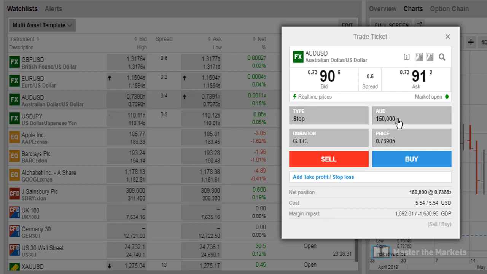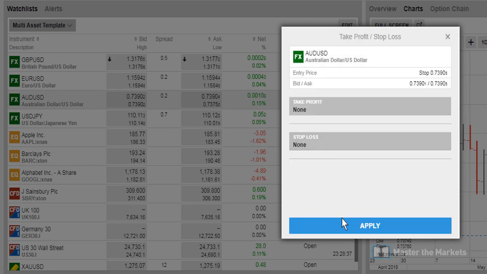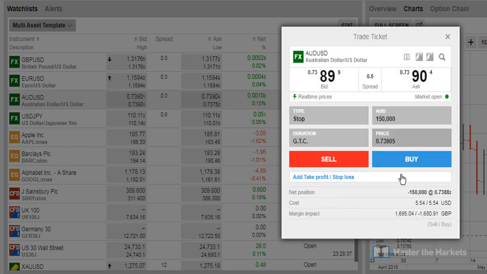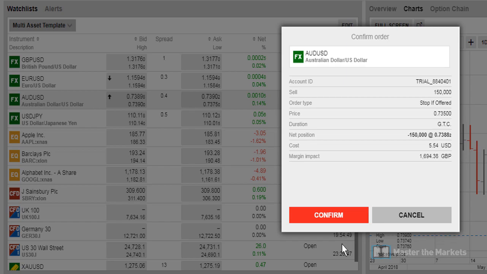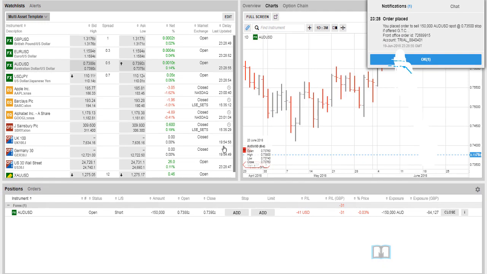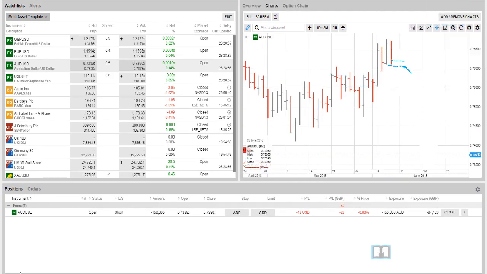A stop. And again, you'd have keyed in the number of Aussie dollars you were going to sell in this case. You would have then gone ahead and put in a stop loss and a take profit. And then you would have keyed in the price at which you wanted to sell the market. So let's say, for example, 0.7350, just there. And then I would just click the sell button. And what that would do after I confirm is place a pending order in that instance.